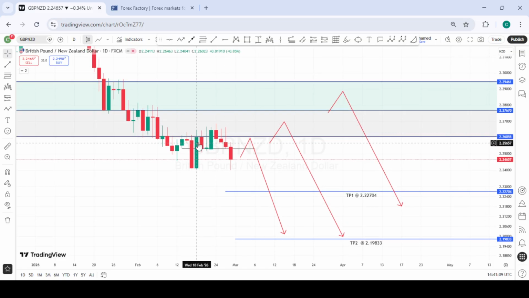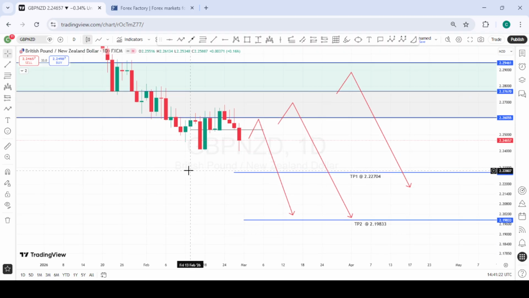Alternatively, price can also violate this zone and pull back all the way to the zone above and give us selling opportunities. So we just have to wait for proper confirmations before taking our sell positions on this trade on GBPNZD.